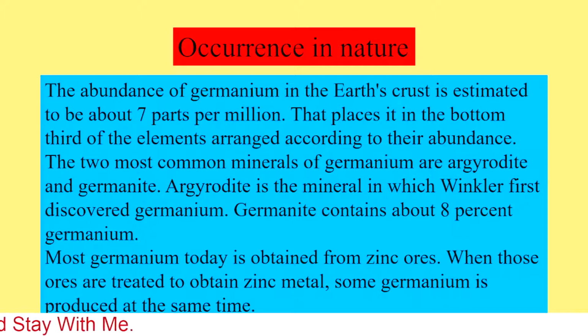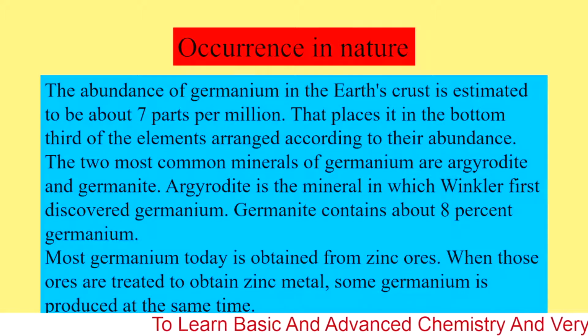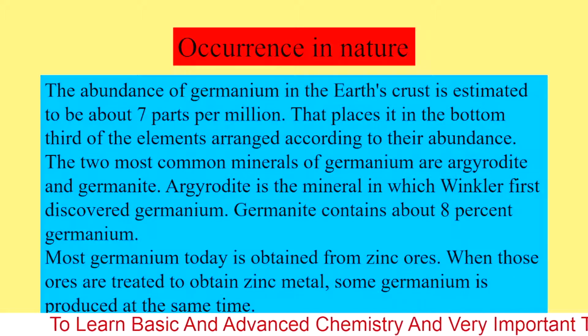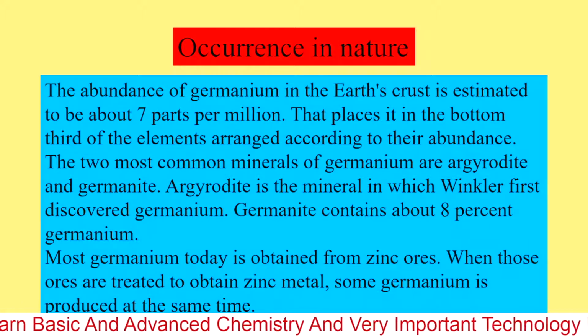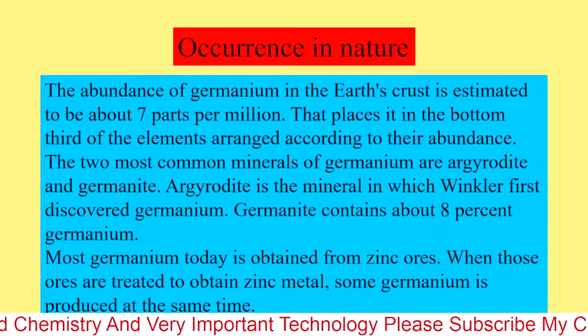As I have already mentioned, if you organize all the elements in the periodic table according to their availability in the Earth's crust, then you will find germanium at the third position from the bottom. So it means the abundance of germanium is very low in nature.